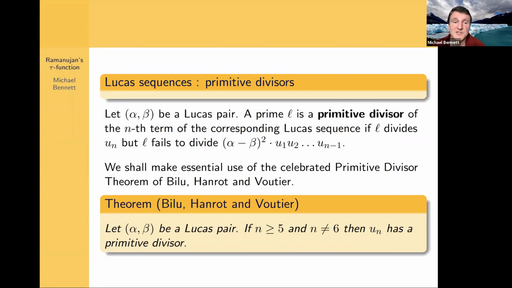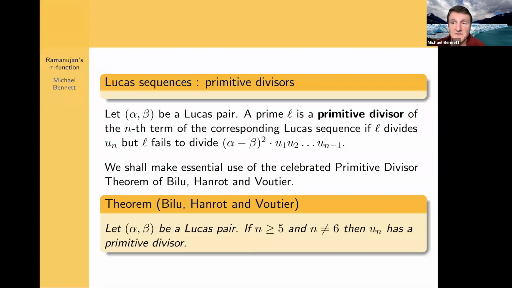So the most important thing we're going to use, a relatively recent, beautiful theorem of Bilu, Hanrot, and Voutier, is that if I give you a Lucas sequence, then from the seventh term on, every single element has what's called a primitive divisor. And a primitive divisor is just a new prime divisor that didn't divide anything earlier. So it didn't divide the discriminant of the sequence, and it didn't divide any of the earlier terms.